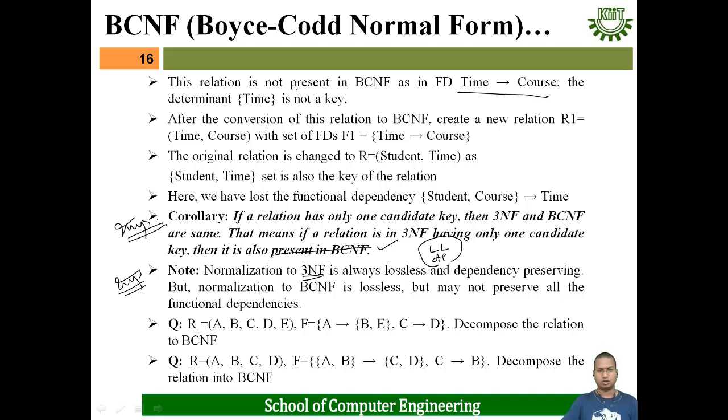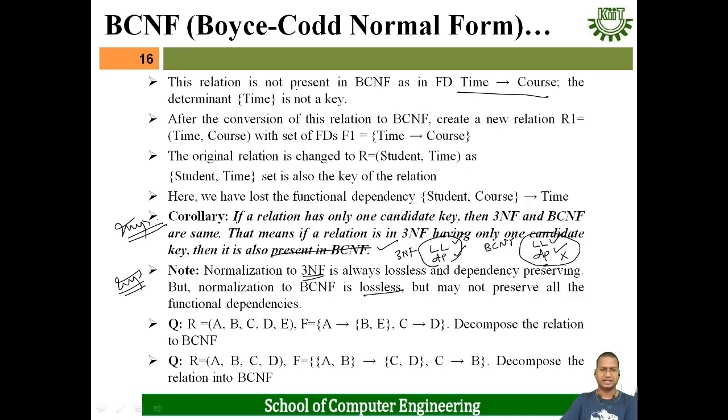But normalization to BCNF is lossless but may not preserve all the functional dependencies. That means in 3NF it is always lossless and dependency preserving, but in the case of BCNF it is always lossless, but you cannot tell whether dependencies will be preserved or not. Sometimes dependencies will be preserved and sometimes they will not. That's why most database designers choose 3NF as their normal form for database design. Okay, that means 3NF is better, then BCNF.